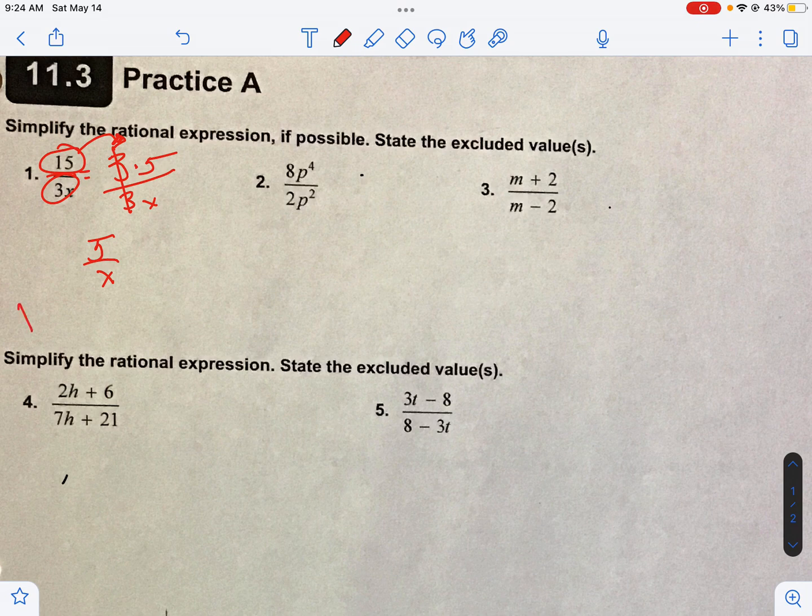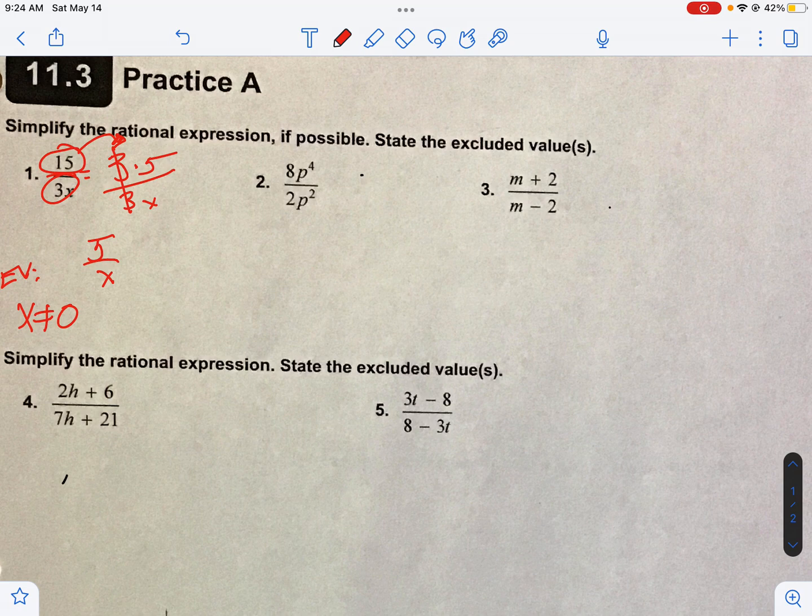Our excluded value would be that x cannot equal 0, and I know that in the past I said to just say that EV is x equals 0. Looked into it a little bit more, and when we're stating those excluded values, we want to state those as x is not equal to whatever, or x cannot equal whatever that number is.